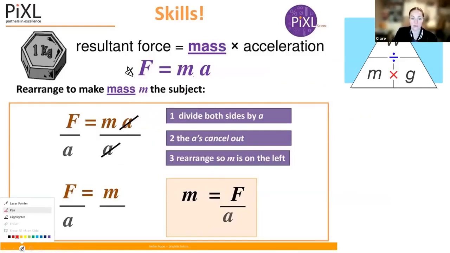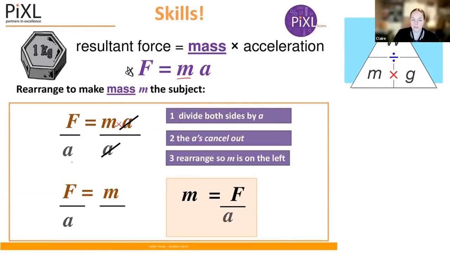So basically you've got to get rid of things. For example, if you need to rearrange it for M, like they've done here, what you need to do is take away the A, and the only way to do that is to do the opposite to what is happening to it. At the moment it's being multiplied, so if you divide each side by A, the A's will cancel out, and you'll get mass equals force divided by acceleration.